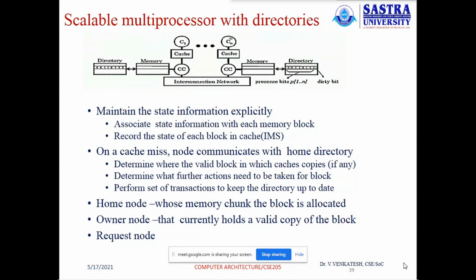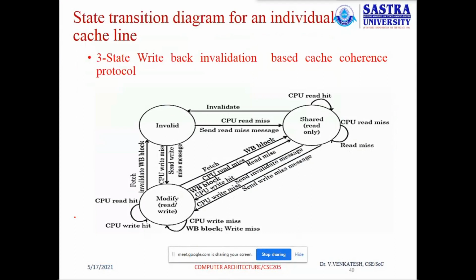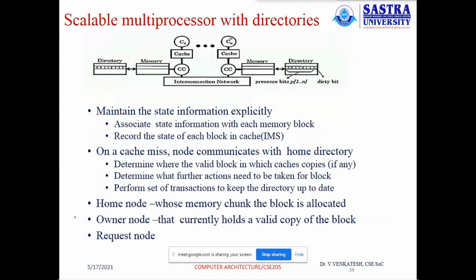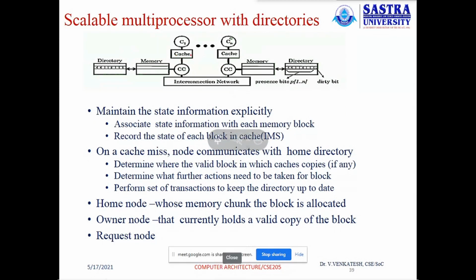So that is going to be called as directory-based protocol. Okay. So here, for example, in this particular diagram, we have multiple cores, core 1 to core n. Every core will have its own private cache. So that is going to be the cache. And then we have some local memory as well as private cache, all those things.